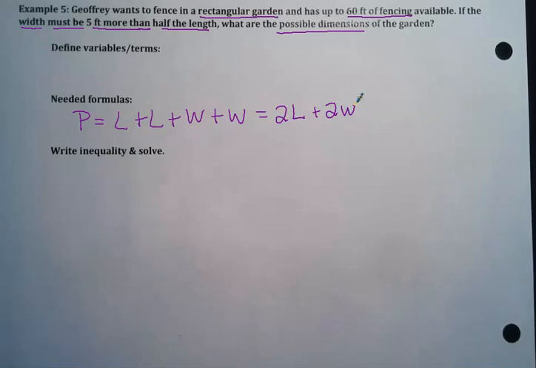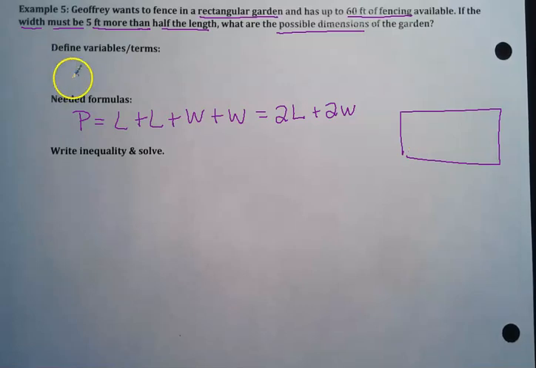We've got this rectangular garden. Okay, so we've got a rectangular garden, and we have up to 60 feet of fence available. So how about we move on to the next part? The width must be 5 more than half the length. This is getting into this defining terms and variables part. Okay, the width must be 5 more than half the length. So what will we do there?